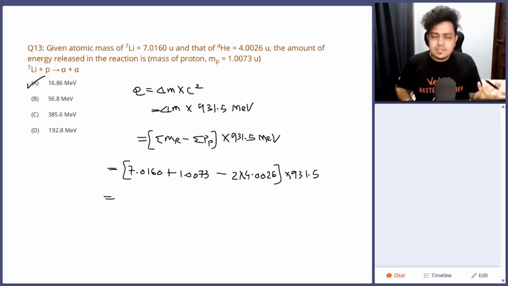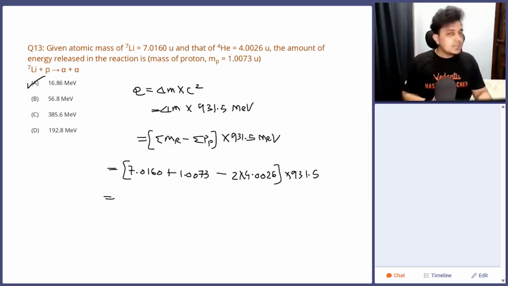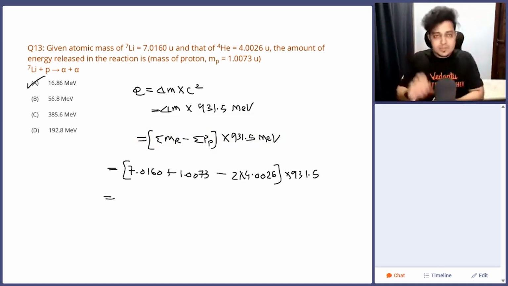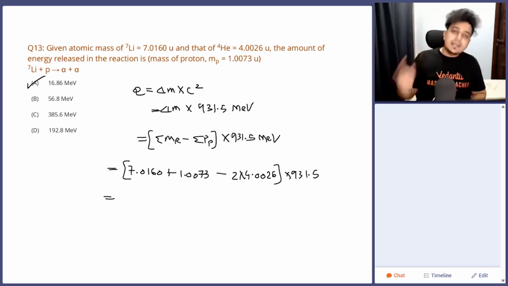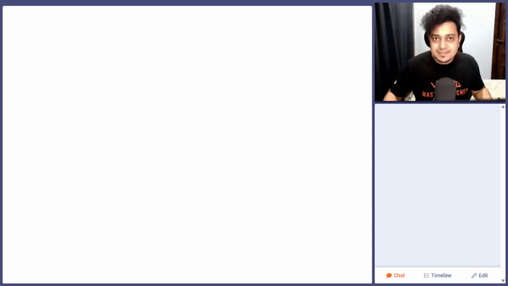Clear? Simple formula substitution. There's nothing fancy here. No twists and turns. Basic formula. There are 2 formulas to find the Q value of the reaction. One is this, mass defect into C square, the mass of reactants minus the mass of products into 931.5. And the other is the binding energy of the products minus the binding energy of the reactants. That is the other formula.